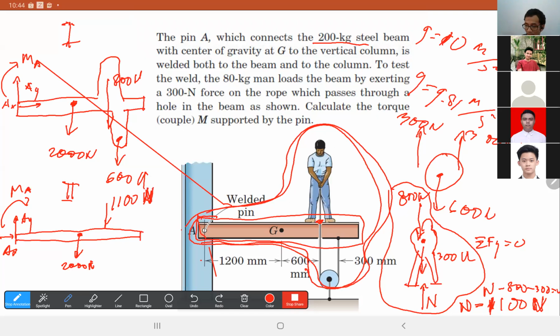What else? So we have that, which is happening on the beam. How about from the pulley at the bottom? Nggak ada, sir. No, there is, yeah. Because remember, the system that I'm talking about is just the beam. So anything outside the beam is supposed to be considered as external force. So there is supposed to be a tension force there, going down, 300 newtons.